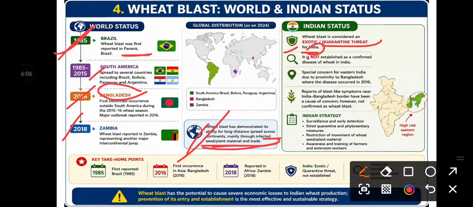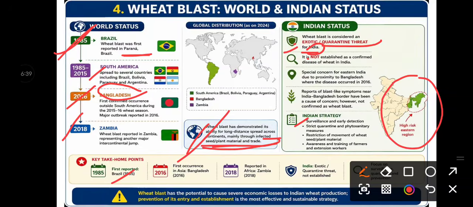An Indian strategy to combat this disease is surveillance and early detection, strict quarantine and phytosanitary measures, restriction on movement of wheat and plant material, then awareness and training of farmers and extension workers. So here the high risk region is the eastern region because of its proximity to Bangladesh. So this is about the status of wheat blast in India.